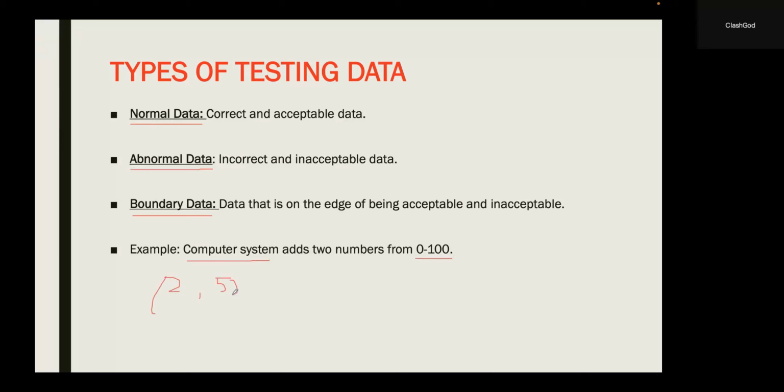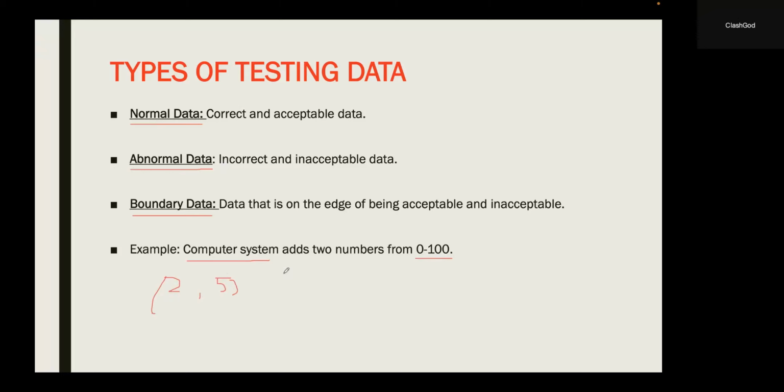If we pass the pair of 2 and 5 inside, they are normal data because it is correct. It is in the range of 0 to 100. It is part of this range, right? So it is correct and acceptable data. How about abnormal data? Abnormal data are incorrect and unacceptable data.